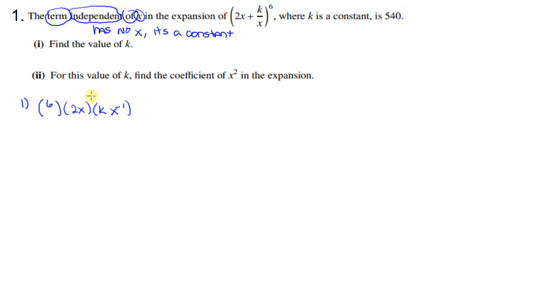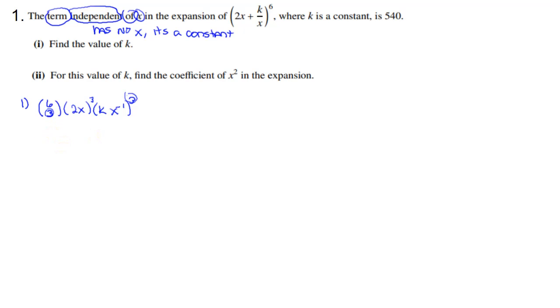So 6 and 1 doesn't work. If I try 5 and 1, that doesn't work. If I try 4 and 2, 4 minus 2 is 2. If I try 3 and 3, that equals 6, and when I subtract them, I get 0. And so I'm going to go with that. All I have to do now is figure out what this coefficient is.